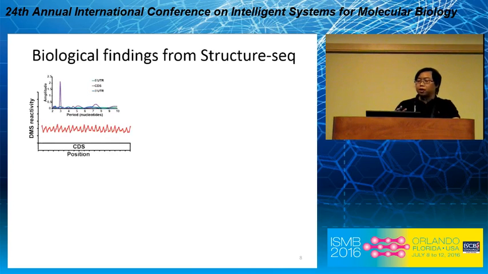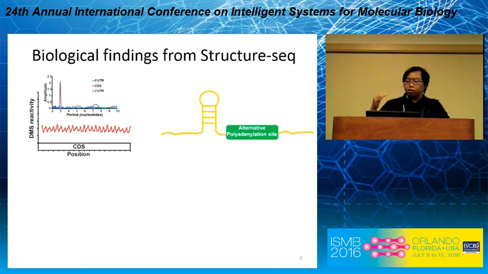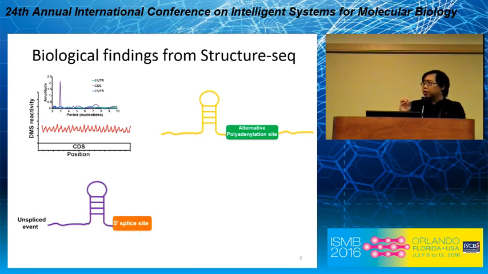We also find a lot of interesting biological findings. The first is a very interesting triplet pattern of DMS reactivity throughout the CDS region in Arabidopsis, which is confirmed by the Fourier transform. Second, we see an elevated structural level just before the alternative polyadenylation site and a decreased RNA structural level around this site. We have also observed an increased RNA structural level at a 5' splice site only for those RNAs that are not spliced at the site.